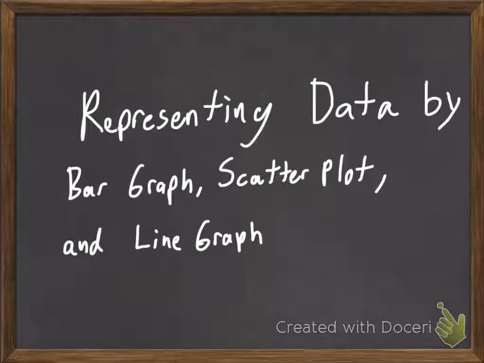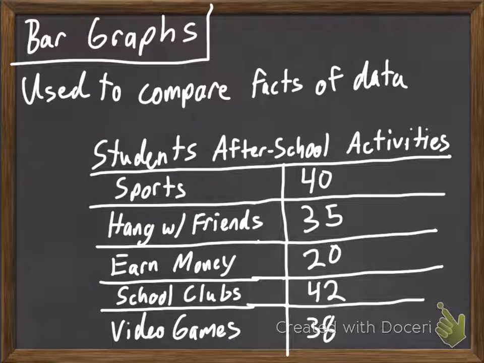Alright, so final unit, and this one I'm hoping is going to be a bit more interesting for you and a bit fun. So we'll start off by how to represent data by bar graphs, scatter plots, and line graphs. Now I'm sure in several other classes you've had to represent data, science, history, you've done these. So this is going to be short, sweet, to the point, and it's just a quick review. So, start off with bar graphs.